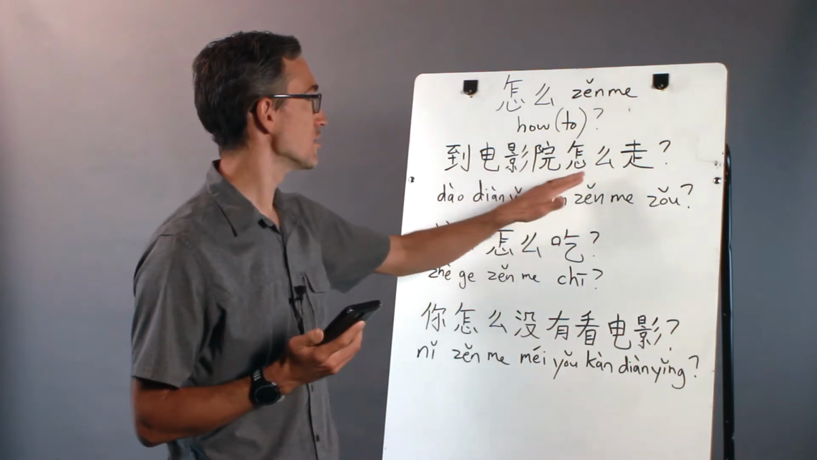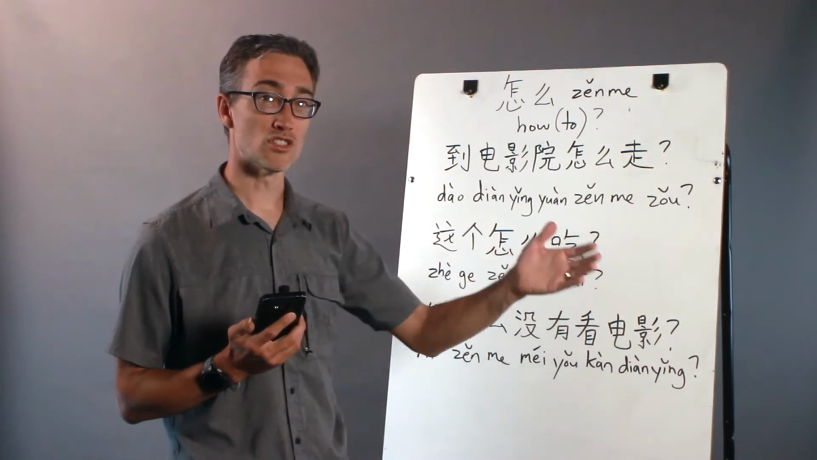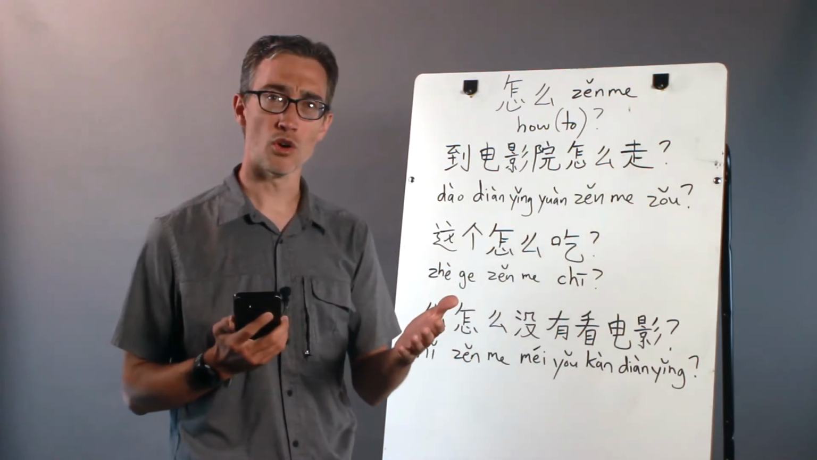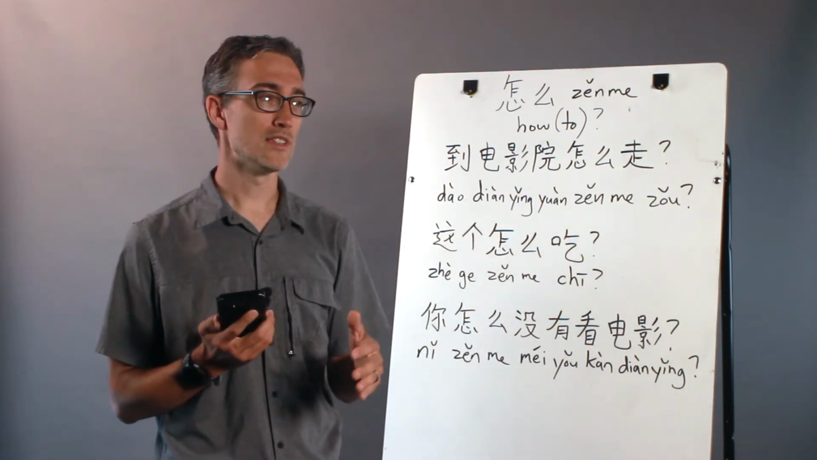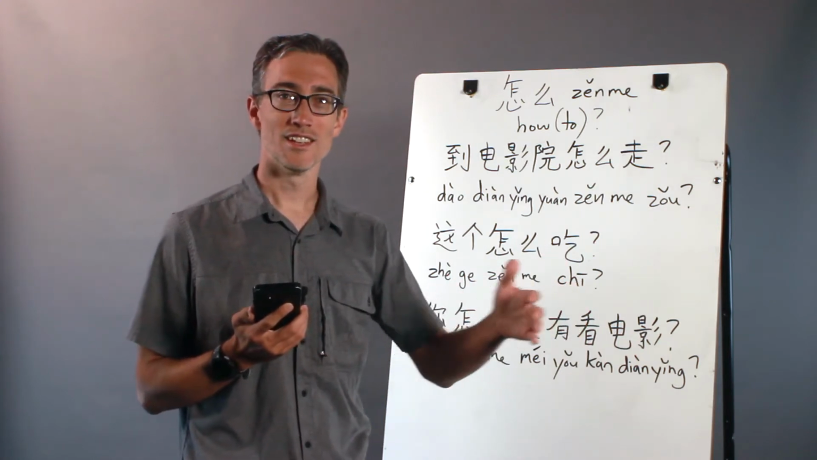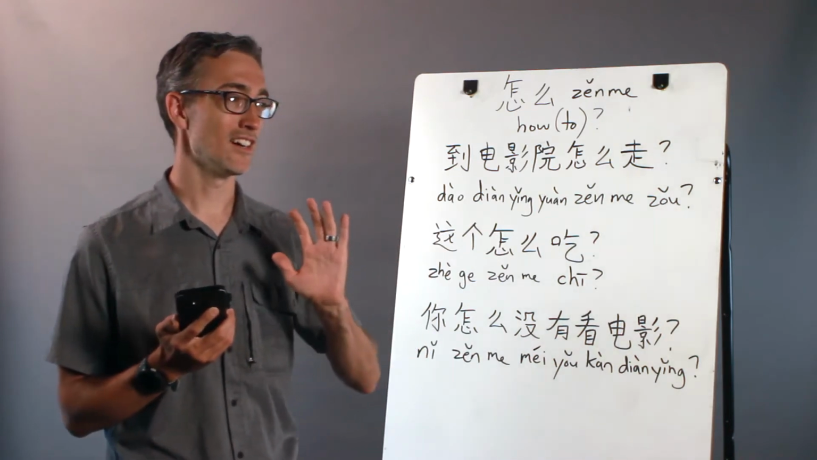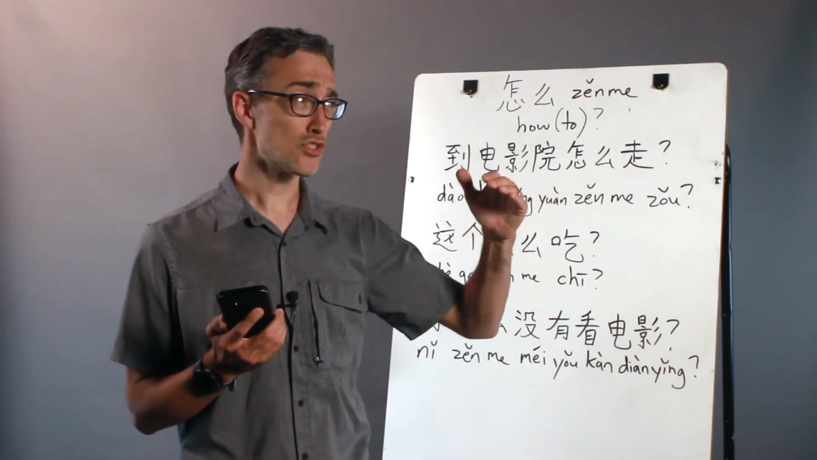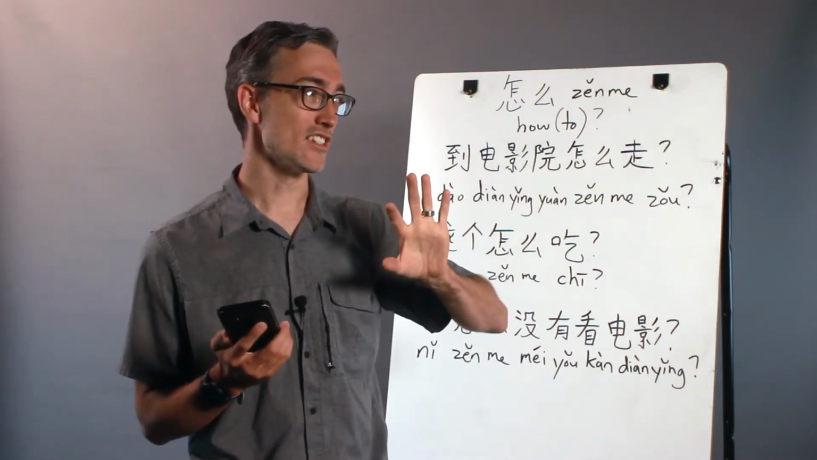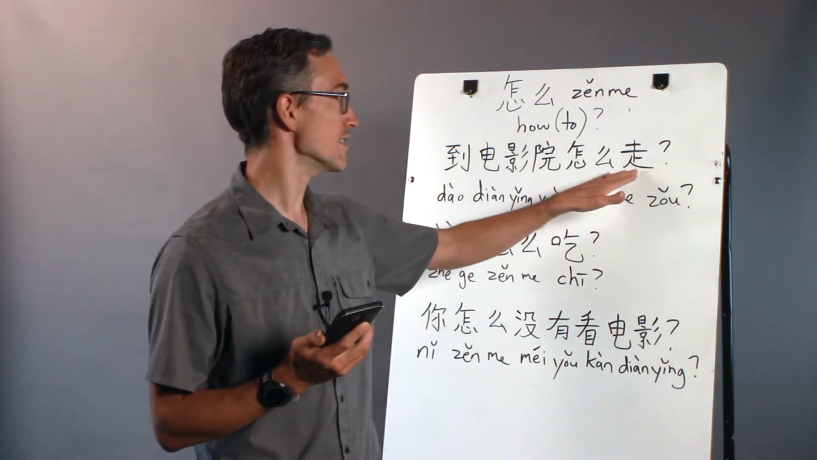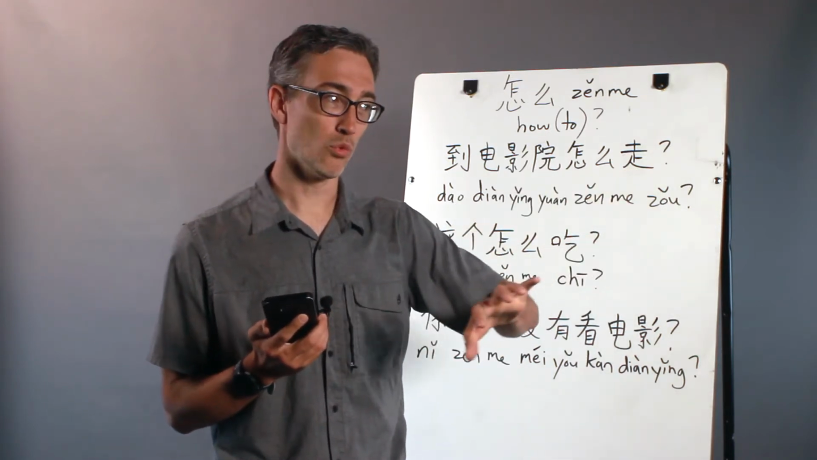So 到电影院怎么走? Now if you've noticed, I said 走 means go, but the word for go is 去. Well, what am I doing here? 走 literally means to walk, but it's the process of traveling. It's the process of walking or going somewhere, as opposed to 去, which is the idea of destination. 去 is the idea of I want to go from here to there. The main idea is going to a destination, where 走 is the idea of the process of walking or going.